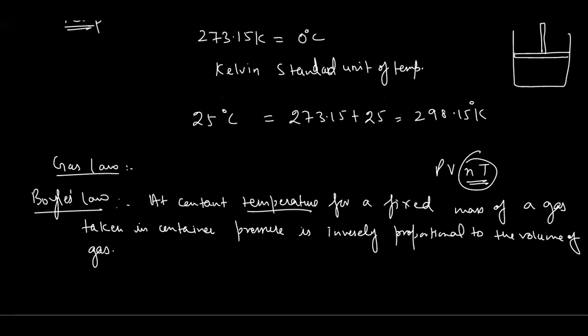So we can write P is inversely proportional to volume. So we can write P is equal to K, if we take some K as a constant, then it will be K times 1 upon V. Got it?